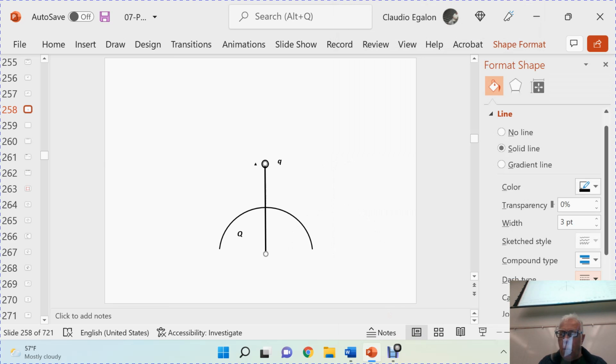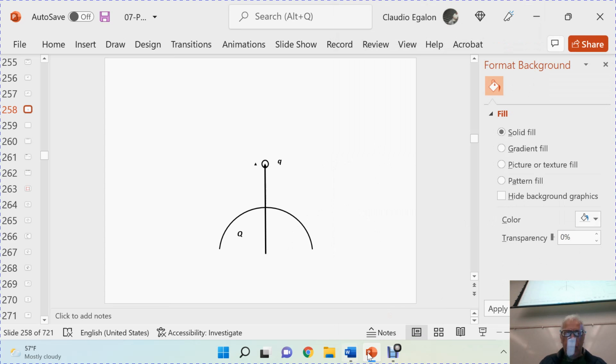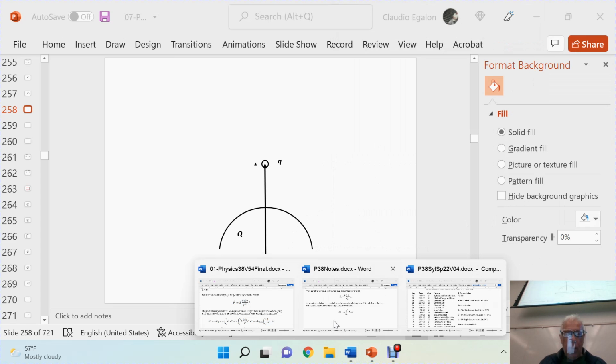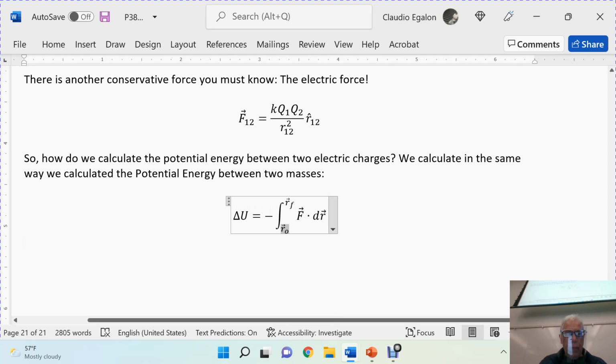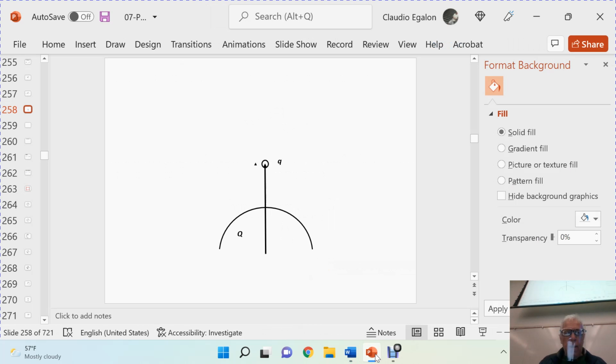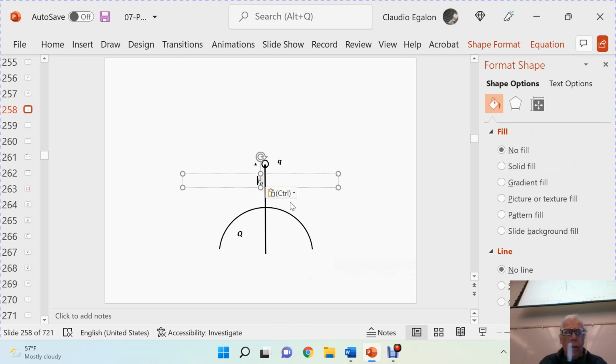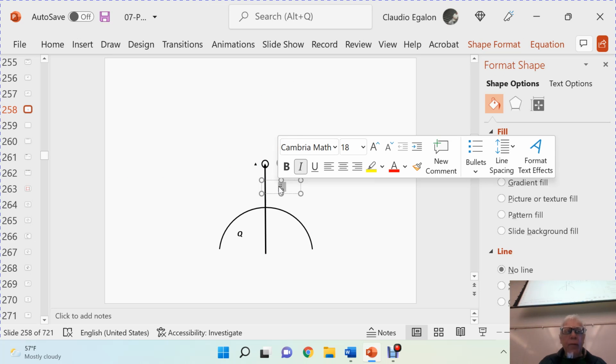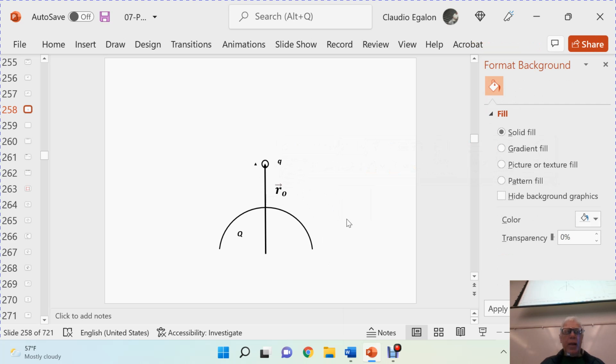That's what I call the initial vector position, r0. And because we're talking about a conservative force, the work done by a conservative force doesn't depend on the past. Remember that? The electric force is a conservative force. And because of that, that's the initial position of charge Q.